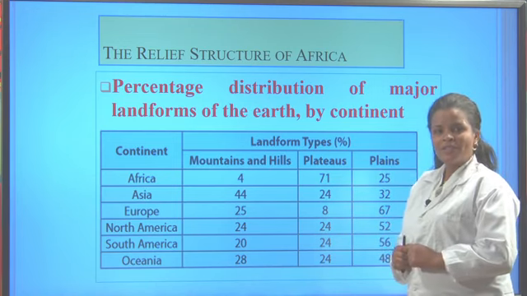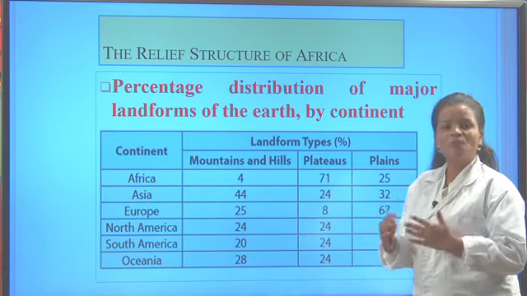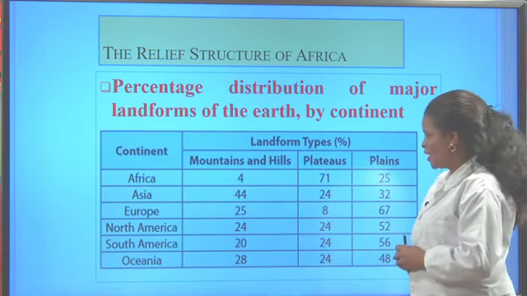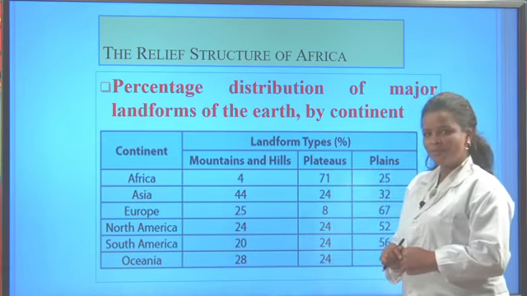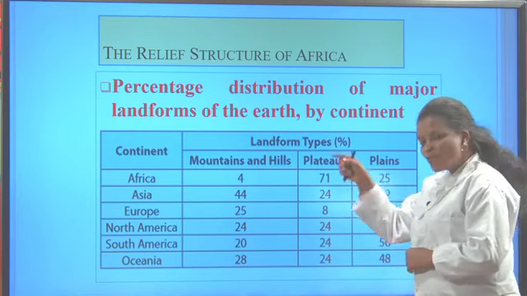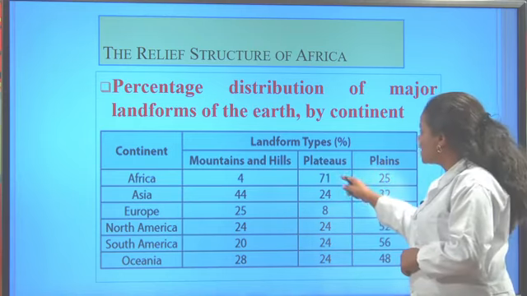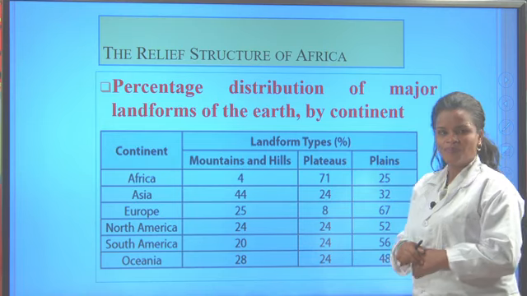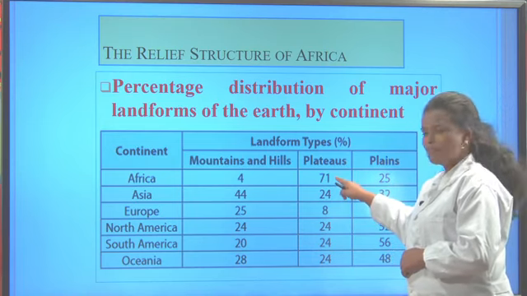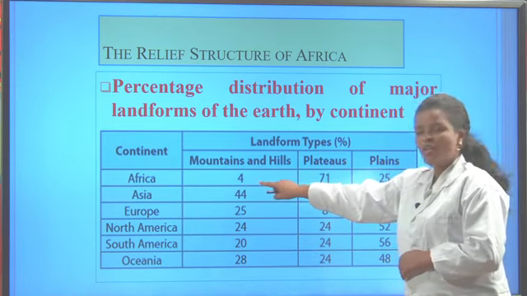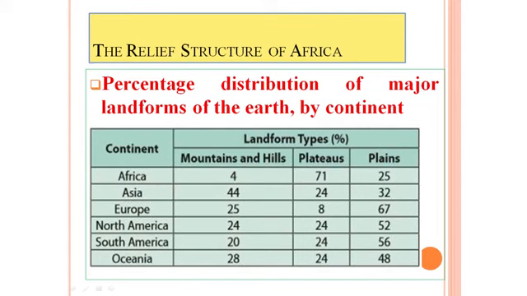Let us see the distribution of the major landforms of the earth by continent. When you see the African continent, most of the land of Africa is dominated by plateau. It accounts for 71%. The mountain is only 4%. The plain is only 25%.